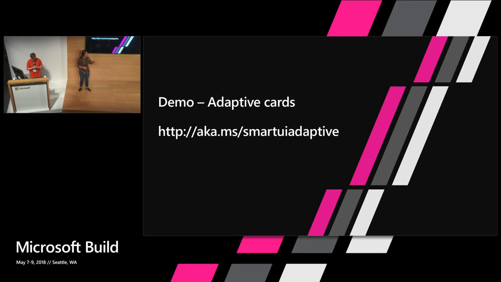The code for that is on aka.ms/smartuiadaptive. We have a repo that has all of the code samples. We actually showed this running in our session yesterday, so it's all good to go, that code. We're just using a different environment right now. Yep. And we're going to go to a second demo.